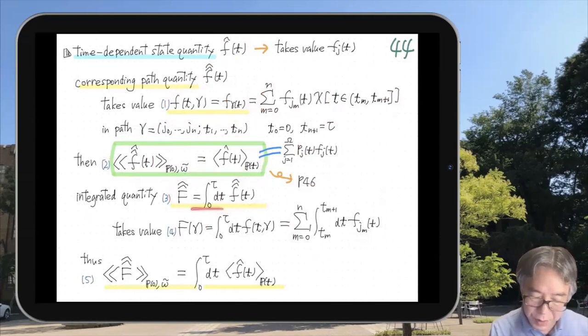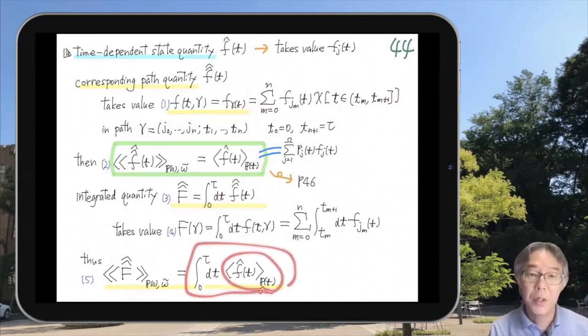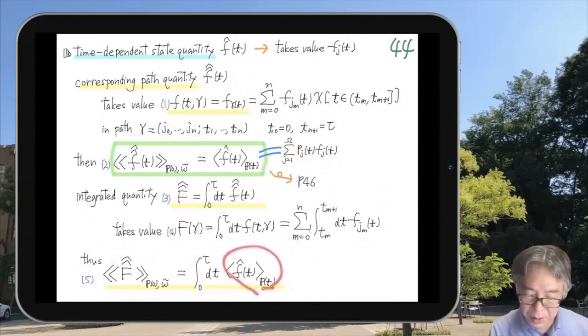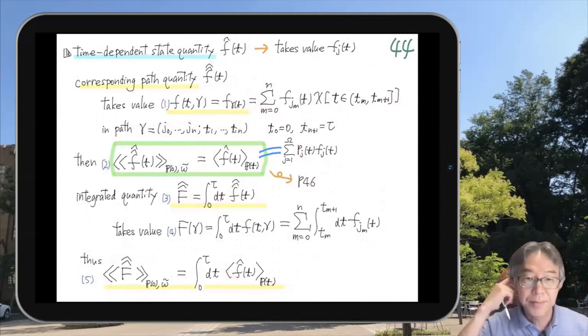This is just a definition, and if you take the expectation value of both sides and use this, you see this identity. The expectation value of this integrated quantity in the path average is equal to this. This is the standard simple average, and this is the solution of the master equation. This will be useful.